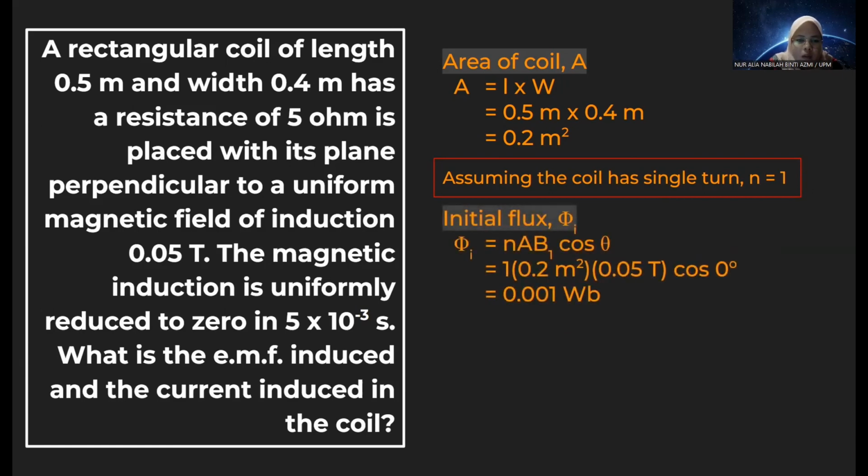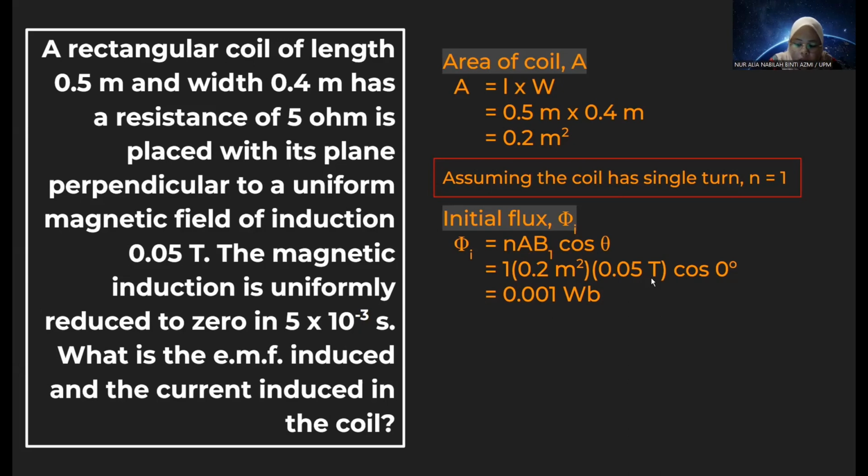So after that, we need to calculate the initial flux, where the formula is N A B1 cos theta, where N is the number of turns of the coil, A is the area, and B1 is the magnetic flux density. The theta here is the angle between the direction of the normal to the plane and the magnetic field. Here in this example, the area and magnetic field are fixed, but the direction is changed, because it is a closed loop circuit, so it's moving.